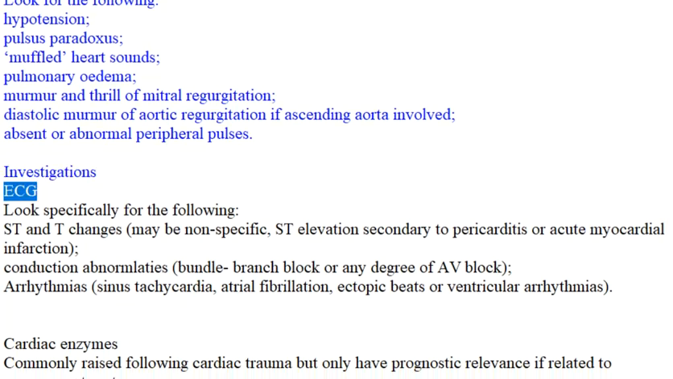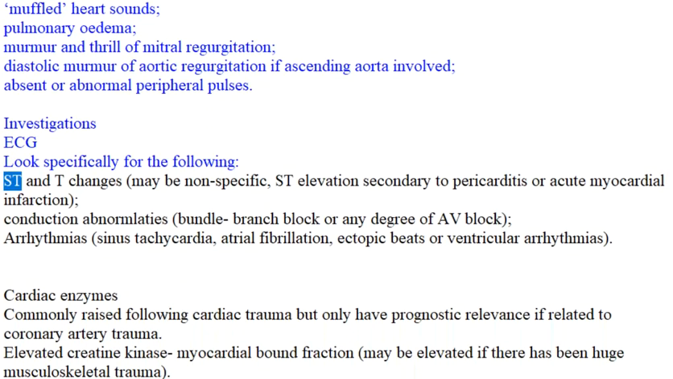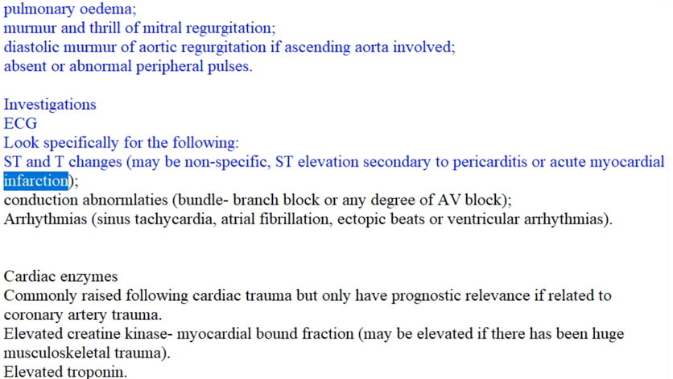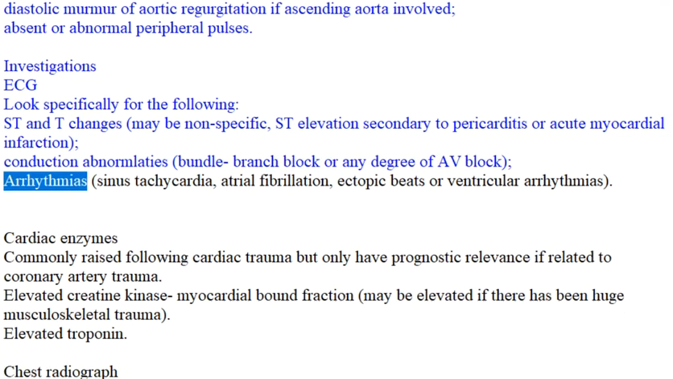Investigations. ECG. Look specifically for the following: ST and T changes, may be nonspecific, ST elevation secondary to pericarditis or acute myocardial infarction. Conduction abnormalities, bundle branch block or any degree of AV block. Arrhythmias: sinus tachycardia, atrial fibrillation, ectopic beats or ventricular arrhythmias.